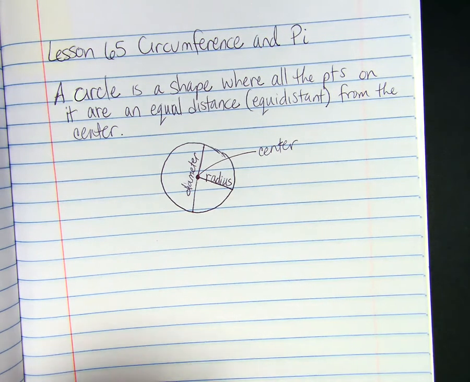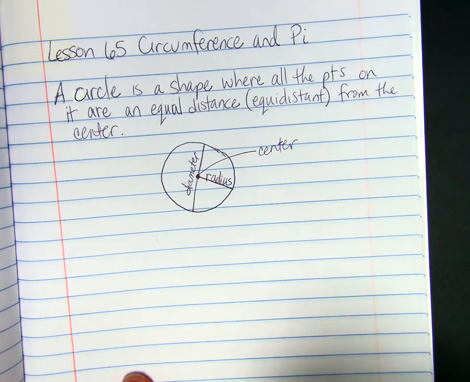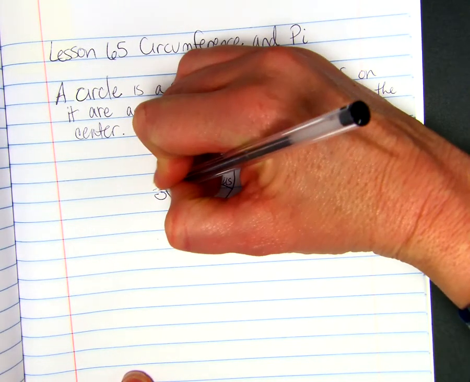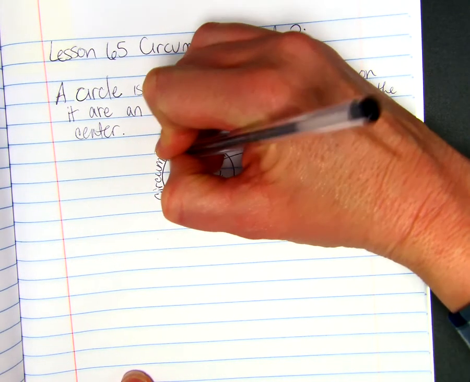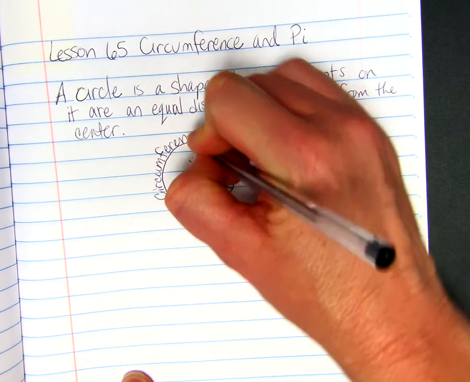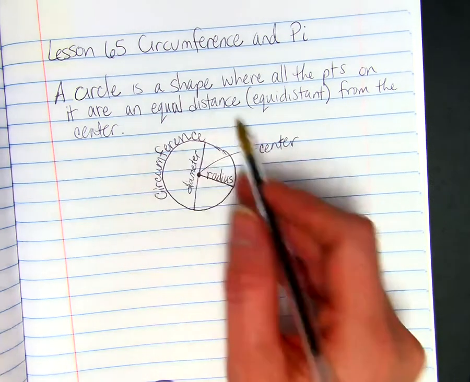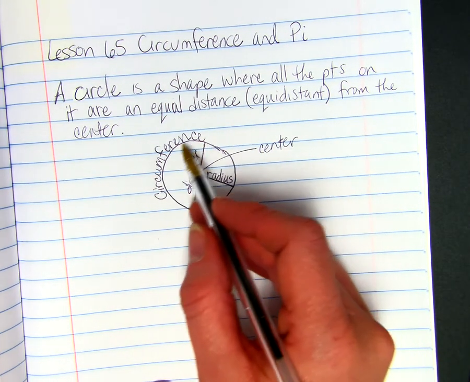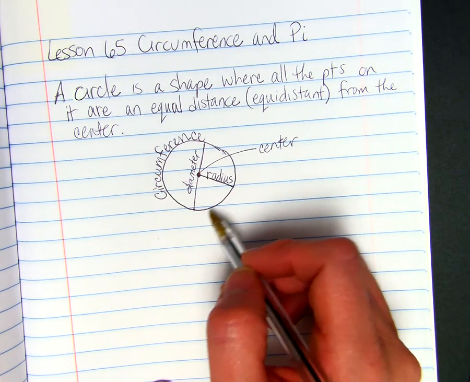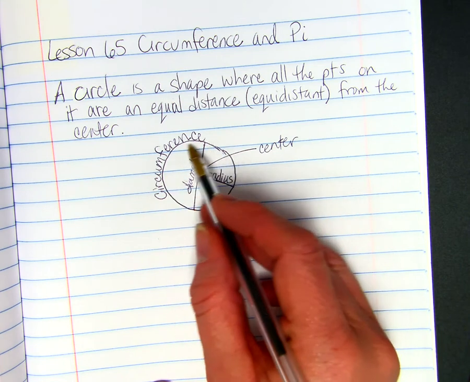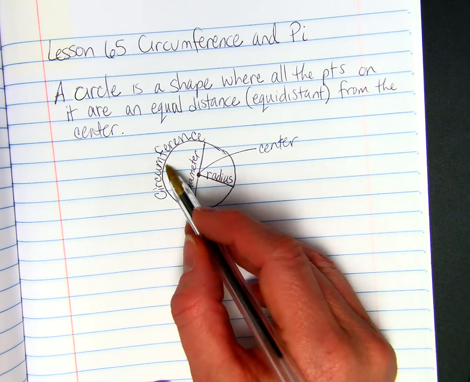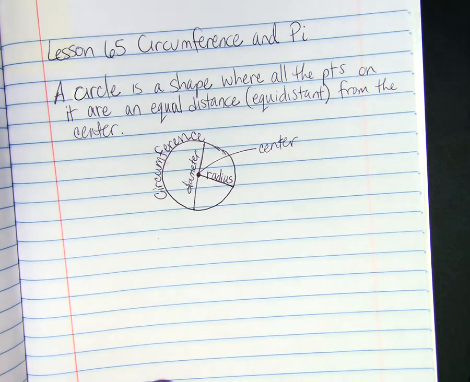Then the distance around the circle is called circumference. So if we find out how long this drawing is, how far around it is, that's called the circumference.